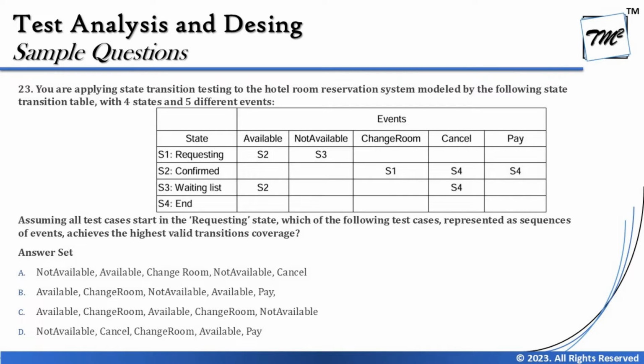So let's start from the top. Option A says not available, then change room, again not available, cancel.